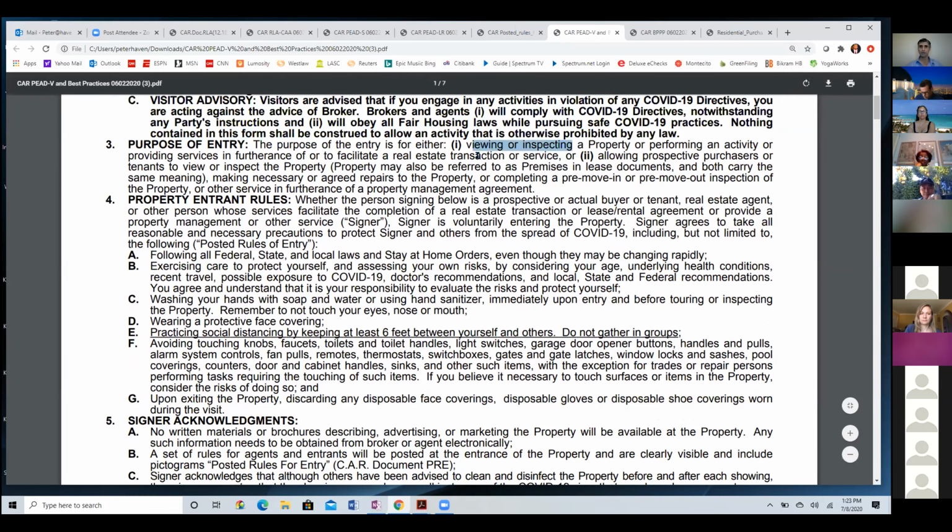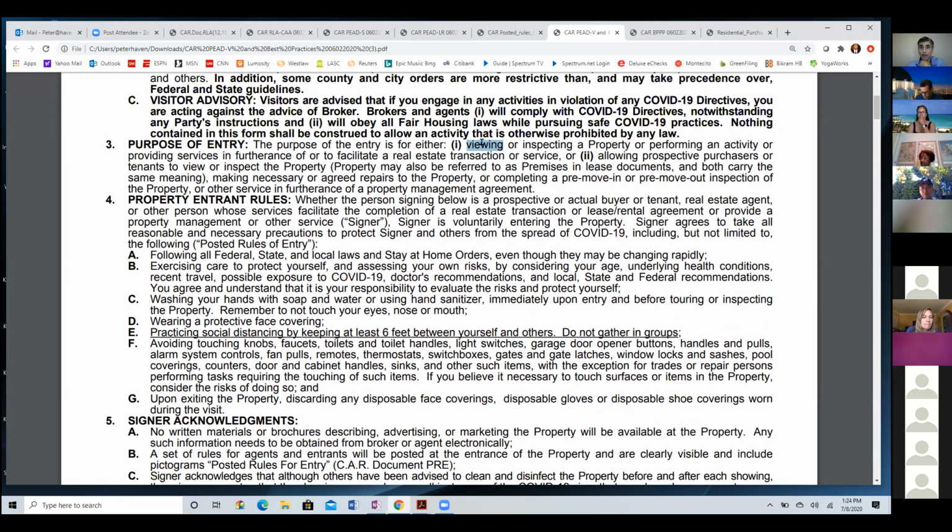Now let's talk a little bit about viewing or inspecting, just so we're clear. Viewing, I consider to be pre-contract activity. Viewing, showing, these are pre-contract activities, meaning these are prospective buyers or agents. There's no contract of sale. They're looking at the property for purposes of seeing if they want to make an offer on it, and if so, how much. I view inspecting as something different.